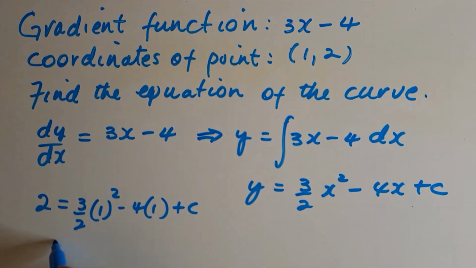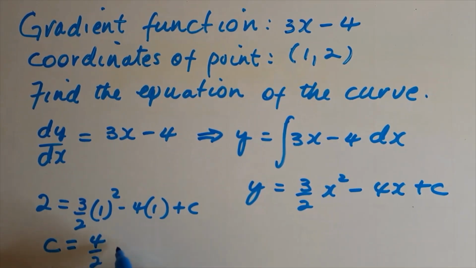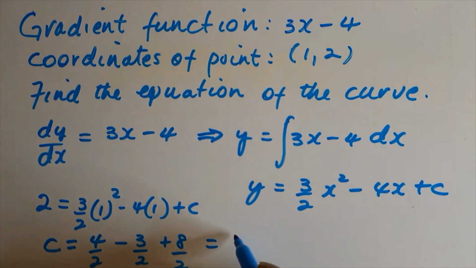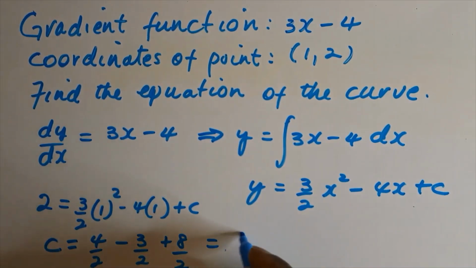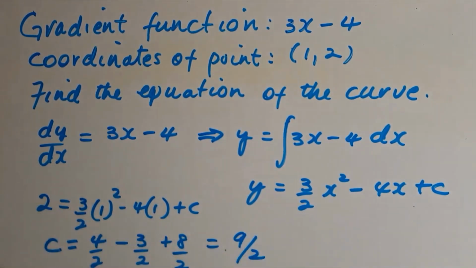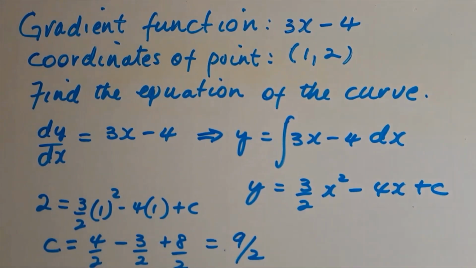And so we have that c is equal to 4 over 2 minus 3 over 2 add 8 over 2, which is equal to 9 over 2. So our constant of integration is 9 over 2.